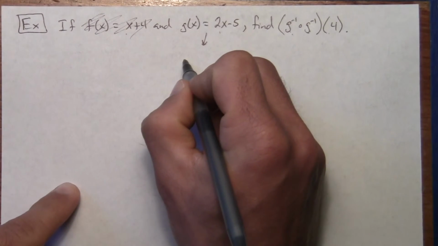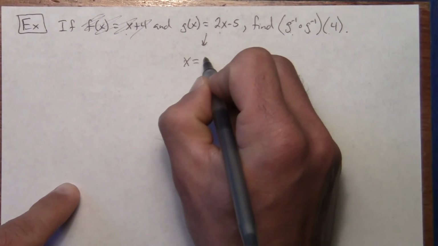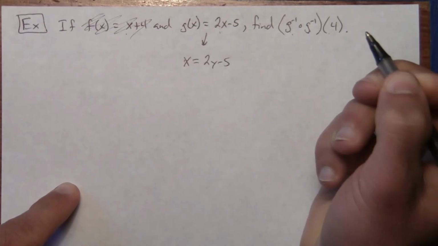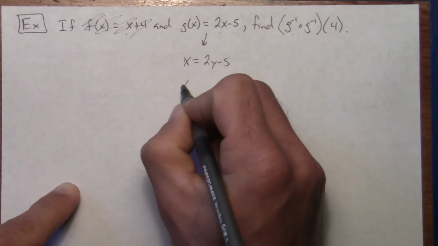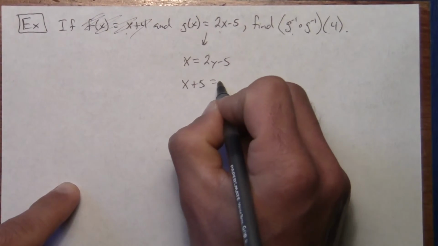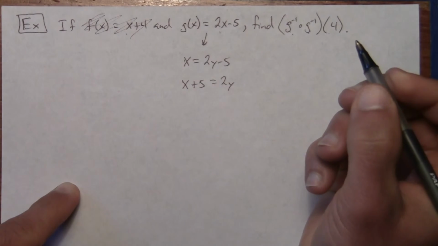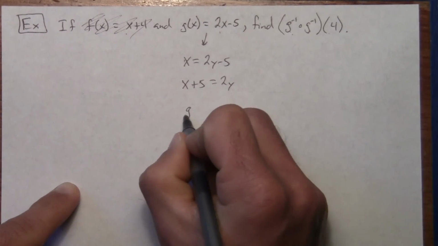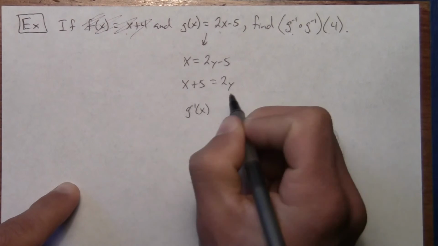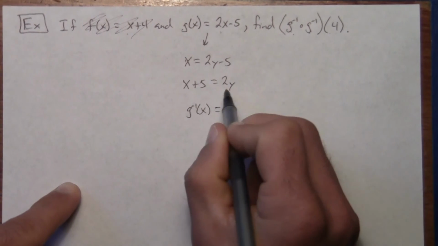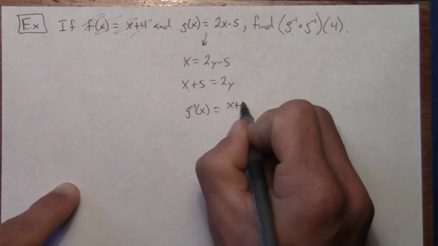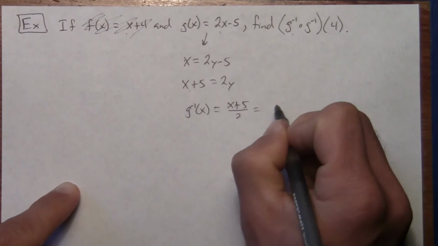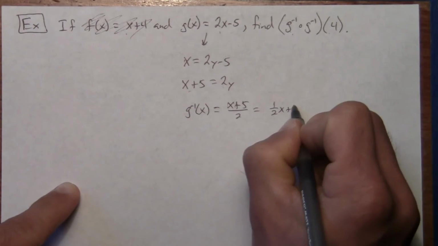So again, switch X and Y around so that you have X is equal to 2Y minus 5. In terms of the solving, you're going to go ahead and add 5 to both sides. Going to divide both sides by 2, and I always like putting the G inverse or Y or whatever it is on the left side. Doesn't matter which side you have it on. Divide by 2, I'm going to have X plus 5 over 2. Now, if you prefer to have 1/2 X plus 5 over 2, that's fine.